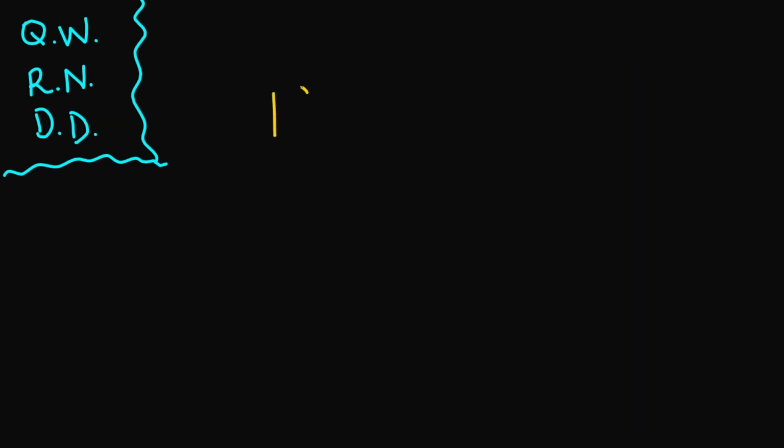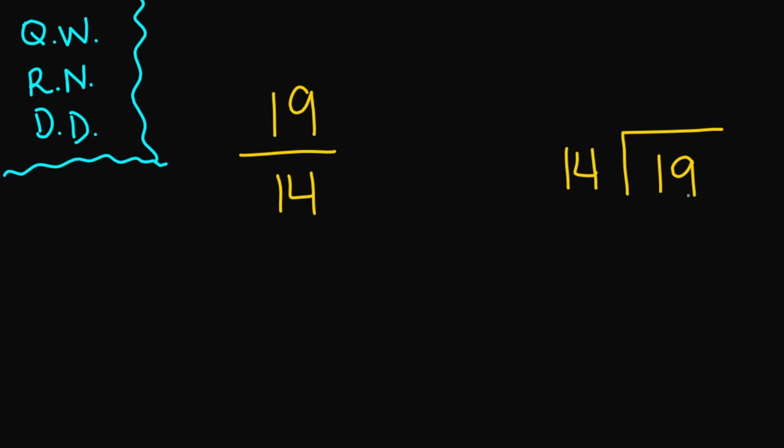Let's try 19 over 14. So my 14 is on the outside, 19 is on the inside. 14 goes into 19 one time. 14 times 1 is going to be 14. 19 minus 14 is going to equal 5.